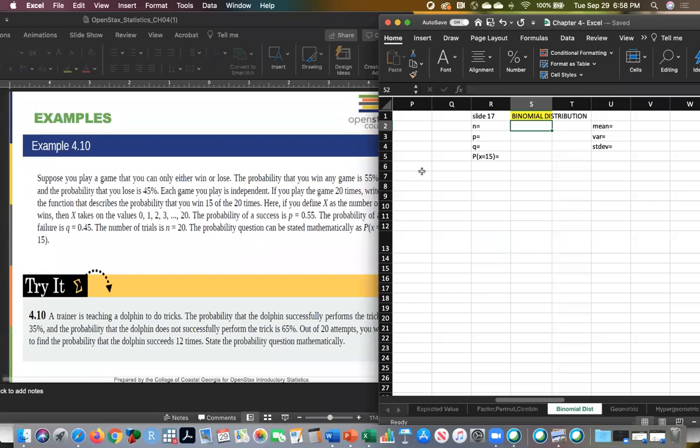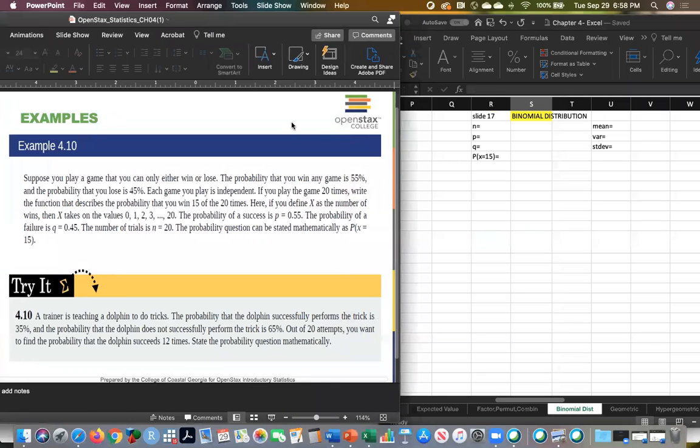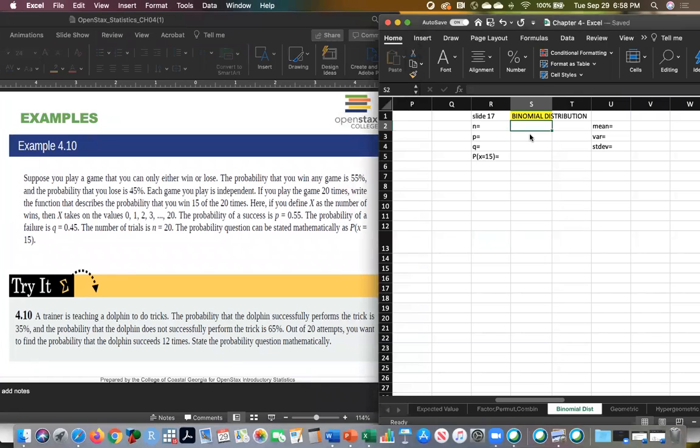So in this case, we are dissecting this case. Suppose that you can win or lose. So the probability of winning is 55%. The probability of losing, of course, is given here, but you can also find it by subtracting 1 minus p, right? So it's 45%. Each game you play is independent. That is very important to know.